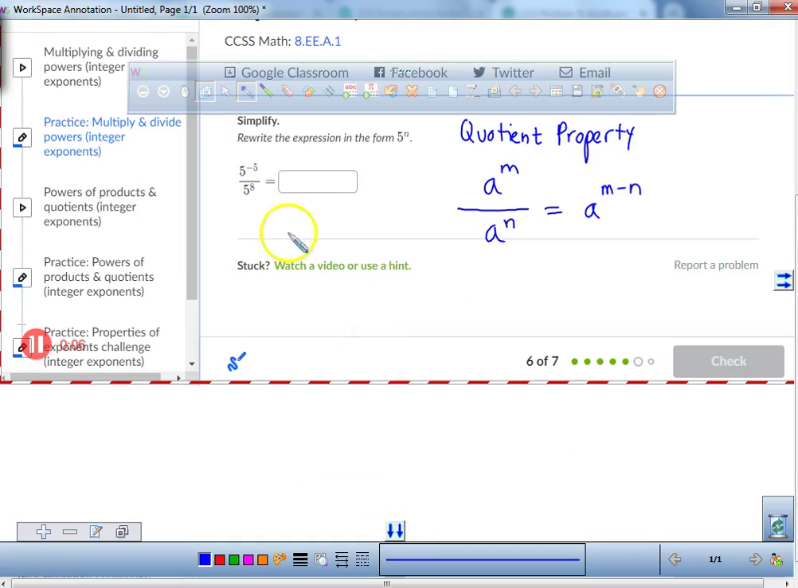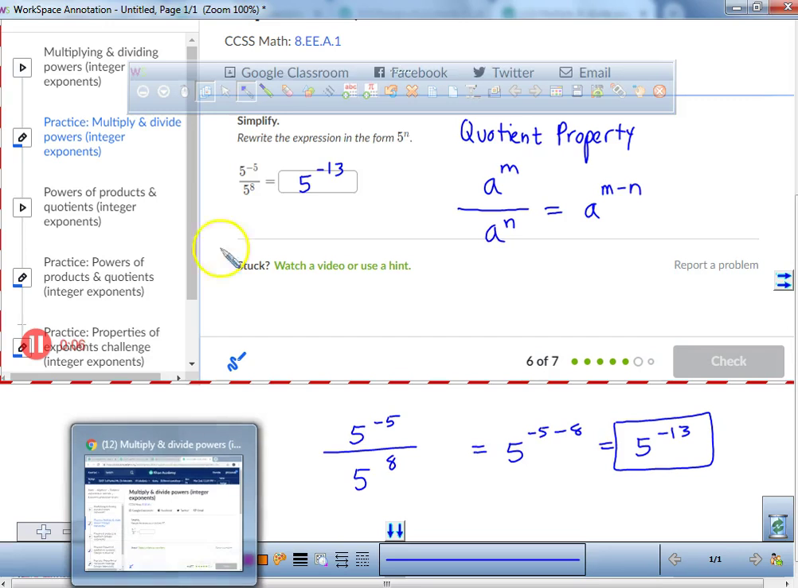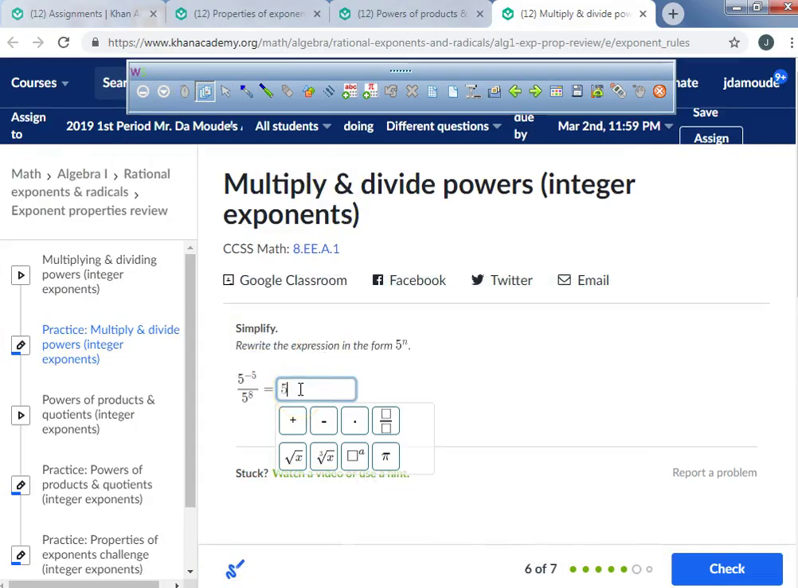So in this particular problem it says 5 to the power of negative 5 over 5 to the power of 8. So we are allowed to simply take these exponents and subtract them, which gives us 5 to the power of negative 13. So when it says rewrite the expression in the form of 5 to the power of n, the answer I'm going to give is 5 to the power of negative 13.